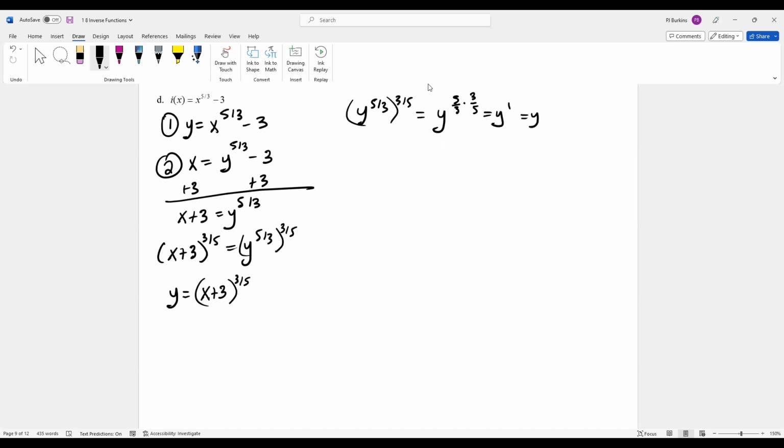Last thing is to make it an inverse. Our function was called I before. So I'm going to call this I inverse of x, and that's x plus 3 to the 3/5. Again, you're going to want to plug I into I inverse and I inverse into I and prove that that works. I did forget to jump over and look at the graph, so we can do that quickly.